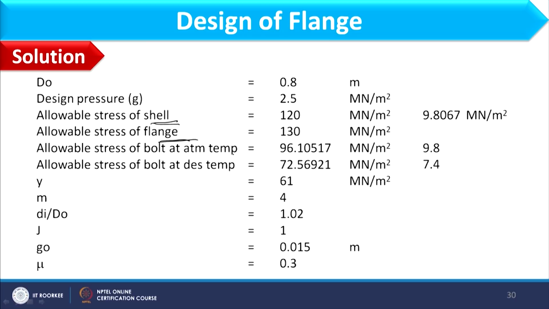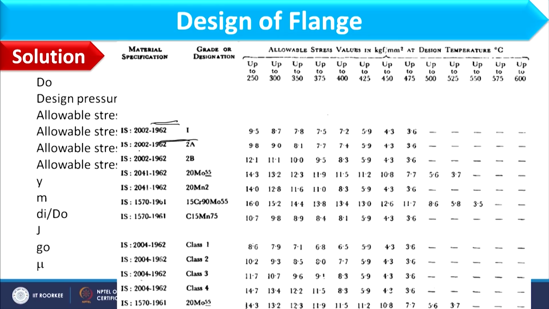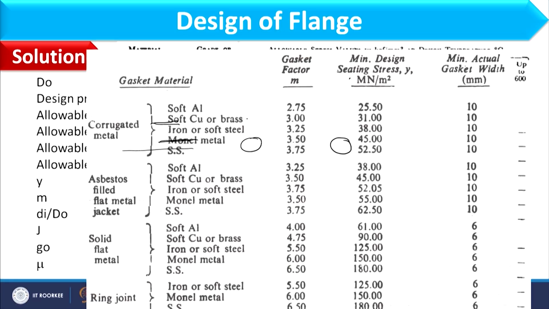Now the allowable stress of bolt at atmospheric temperature and that at design temperature. If you remember the problem, we are given the material for bolt, and that is IS 2002-1962-2A, okay, and in this case design temperature is 400. So 7.4 would be the allowable stress of bolt material at design temperature, and here 9.6 will be considered as the allowable stress of bolt material at atmospheric temperature, because a value at a temperature lower than 250 is not available in this table.